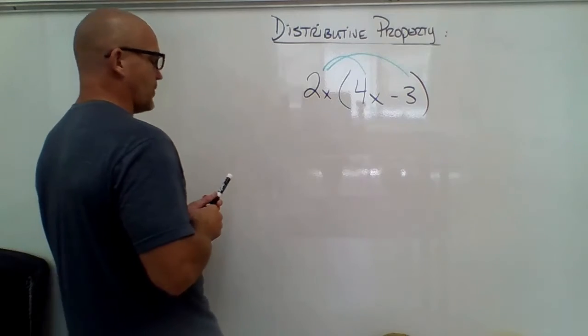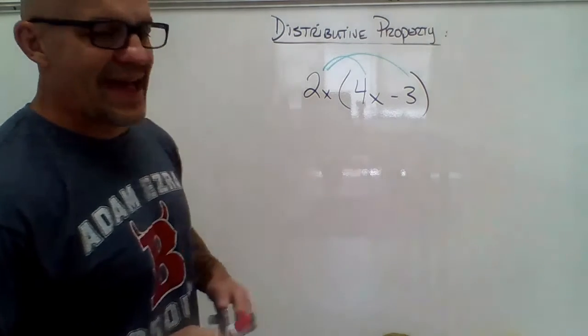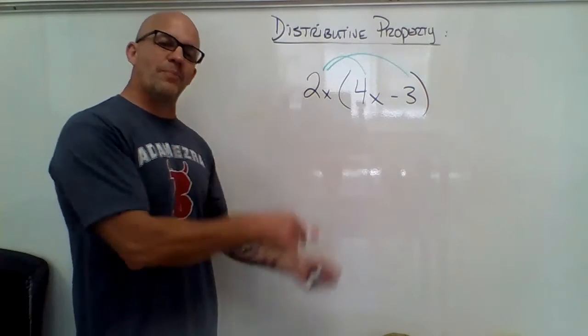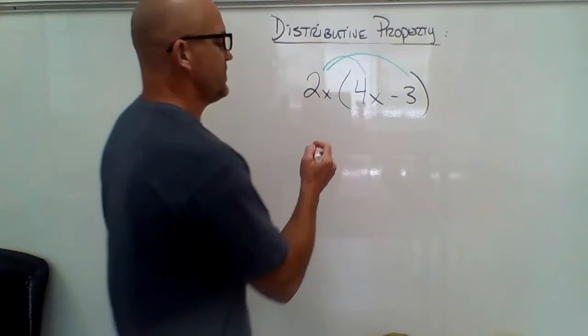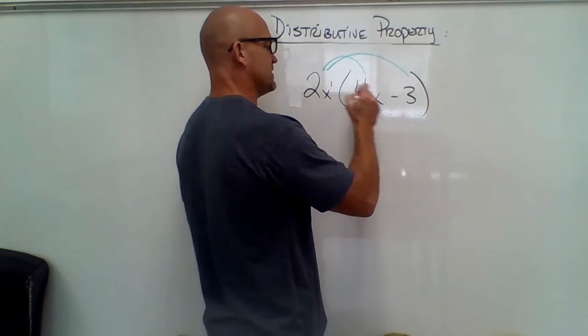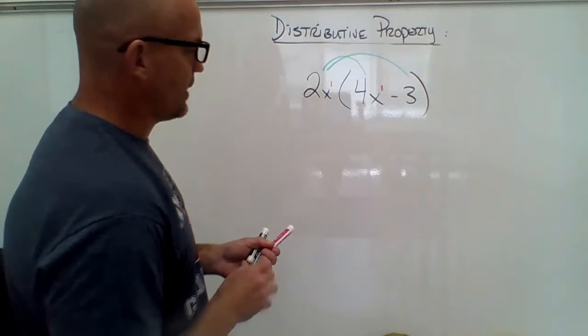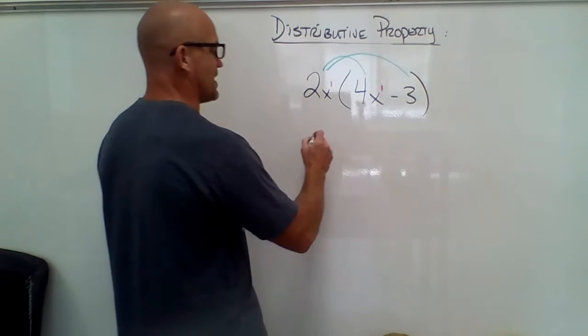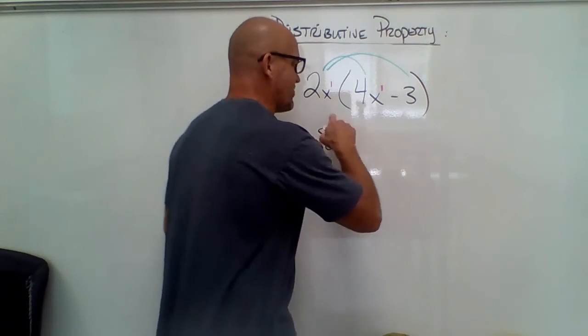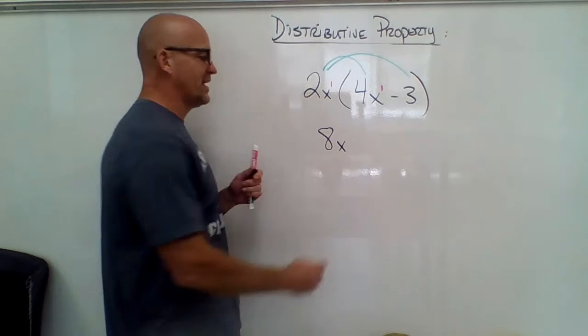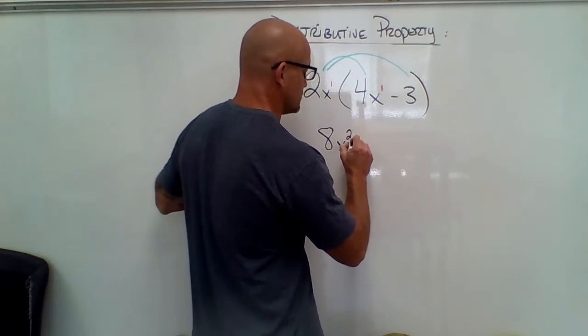Keep in mind that when you're dealing with these x's, just like we talked about back in Objective 1, this guy has a power of 1, this guy has a power of 1. So when we distribute that, 2x times 4x, of course, is going to give me 8x, but when I add those exponents together, 1 plus 1, it is 8x squared.